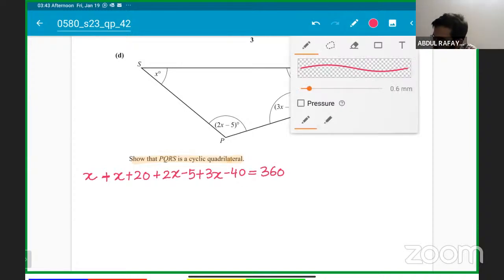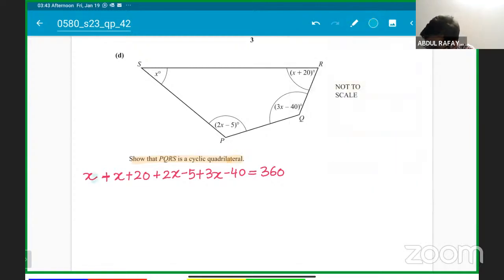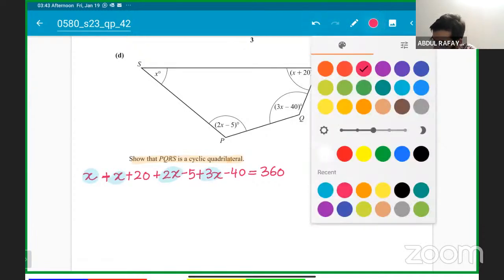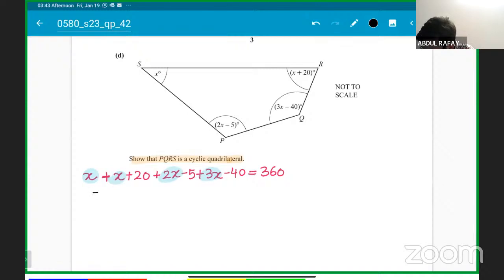Everyone getting it? Then you add them. x plus 2x plus 3x will become 7x, and 20 minus 40 will be minus 20, equals 360. So 7x is equal to 360 plus 20, 380, so x is equal to 380 divided by 7.